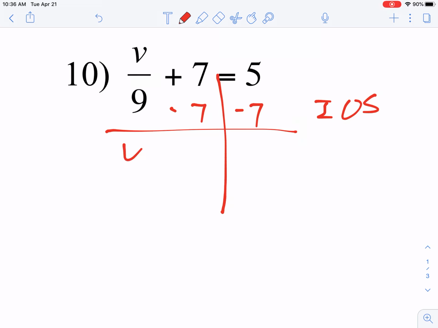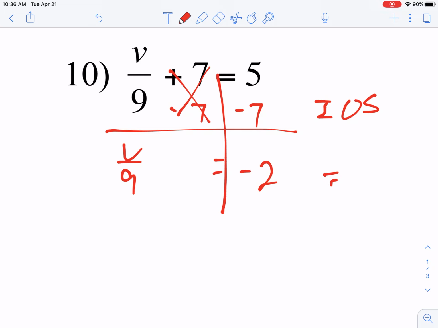And V divided by 9 drops down, those cancel out. Equal sign drops down. 5 minus 7. So you're going to subtract here. You're going to do 7 minus 5 is 2. And then because 7's bigger, we keep the negative sign. And then we are left with V divided by 9.